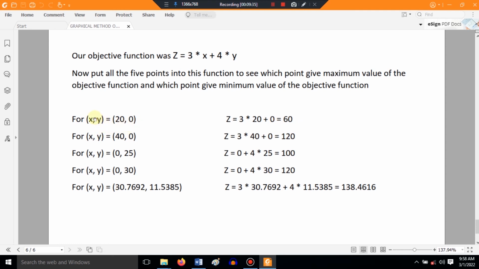If we were trying to minimize the objective function, this would have been our optimal solution. And if we were trying to maximize our objective function, this intersection point gives us the highest value of the objective function. So this should have been our optimal solution for the maximization problem.